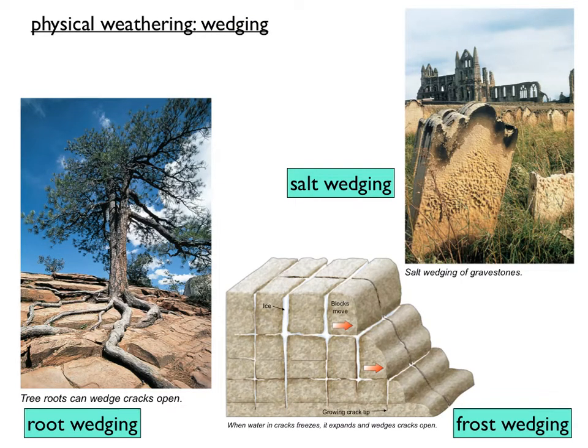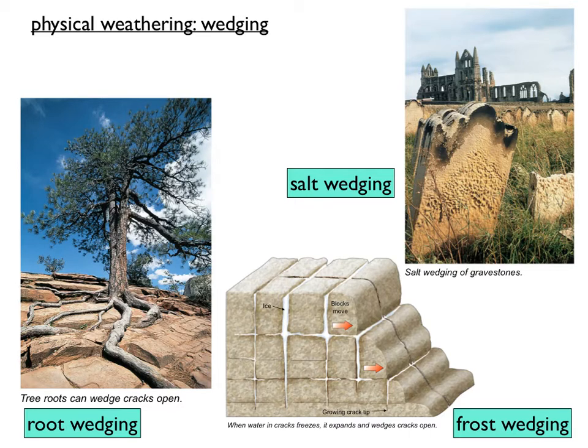You can have wedging. So once you have those joints developing, you can wedge the rocks apart. And that can happen commonly through root wedging. So tree roots can grow on the surface of the rocks. And of course, the tree roots are going to take advantage of cracks and joints because they want to get down to nutrients and water beneath the surface. And when they do that, of course, they kind of bust up or wedge apart the rocks.